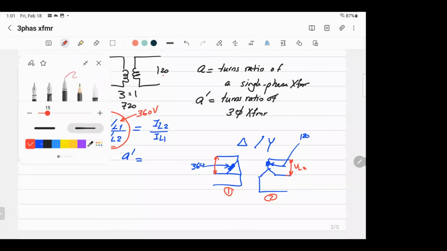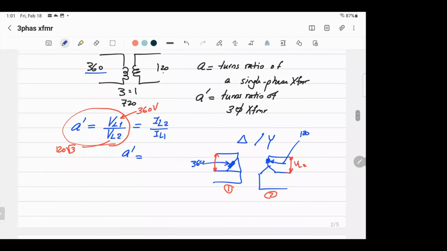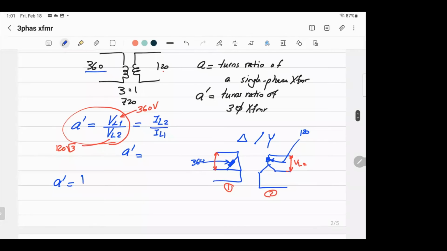I'd like to write it in a general way because this is specific. I'll say A dash is equal to line voltage over line voltage in the secondary. Since this one is connected delta, VL1 is the same as phase 1. The line voltage 2 is equal to square root of 3 times the phase voltage. Now you can write it like that: the voltage of phase 1 divided by voltage 2 divided by square root of 3. What is the ratio between voltage phase 1 and voltage phase 2? We give it a name.